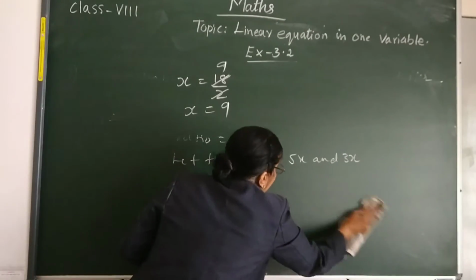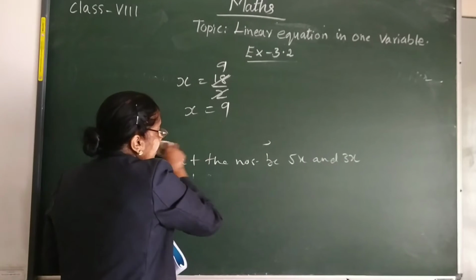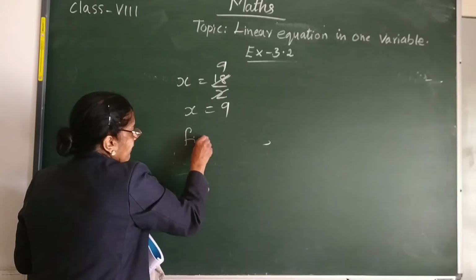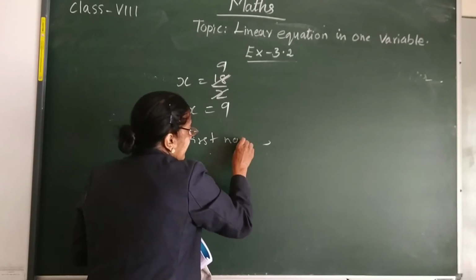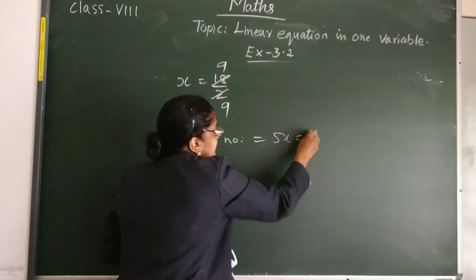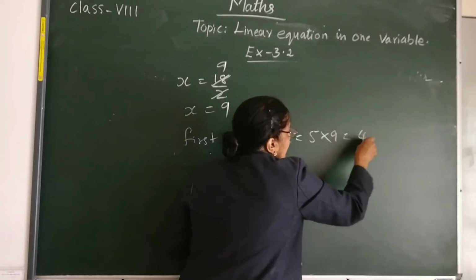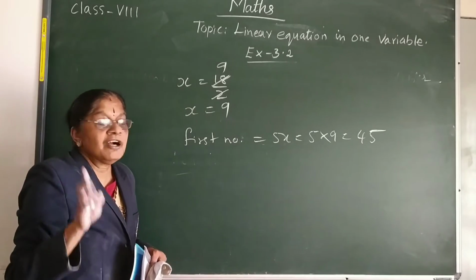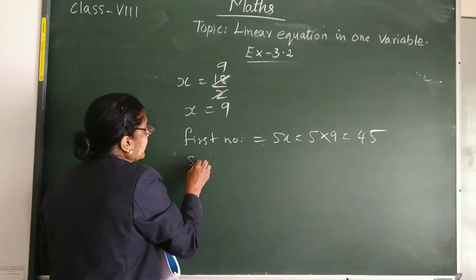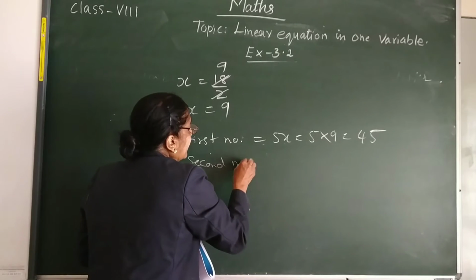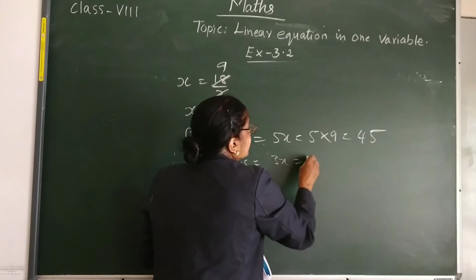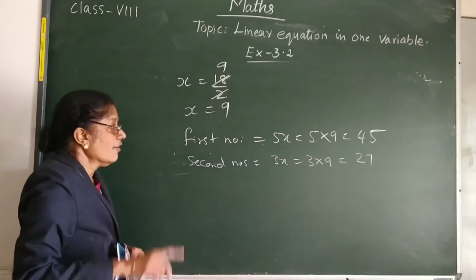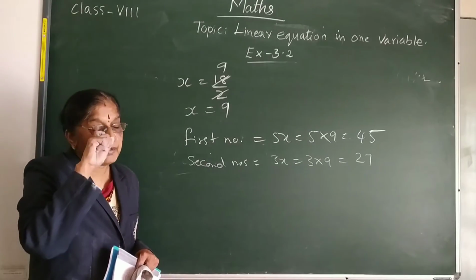What are your numbers? The numbers are 5x and 3x. So what will be the first number? Let us find out. First number is equal to 5x, which is 5 into 9, which is 45. So you got 9 as the answer for x, and 5x means 5 into 9. What is the second number? Second number is equal to 3x, which is 3 into 9, which is 27. So the first number is 45 and the second number is 27.